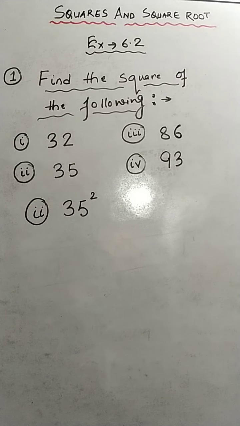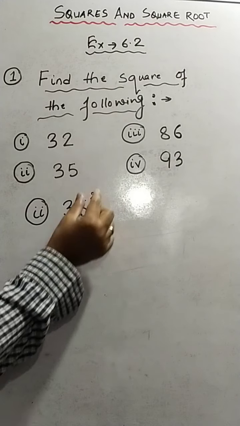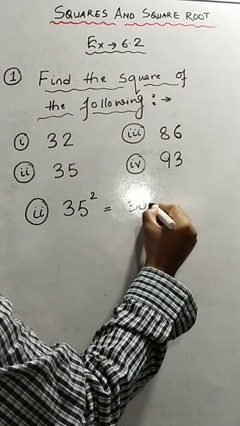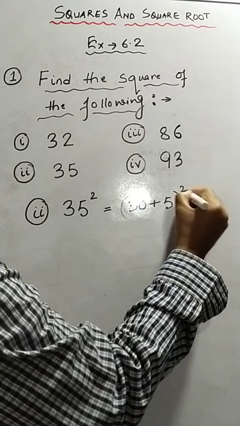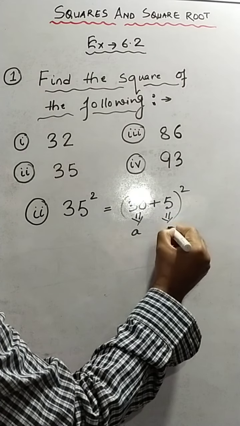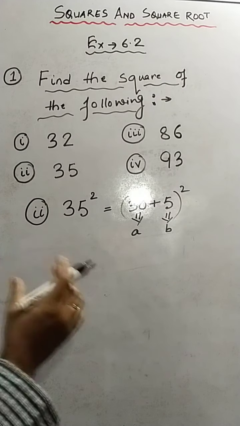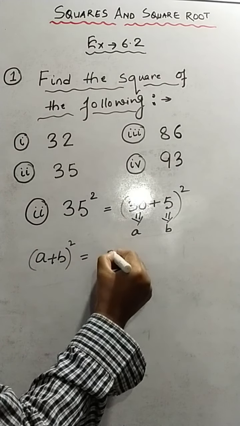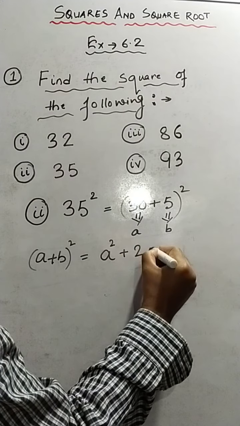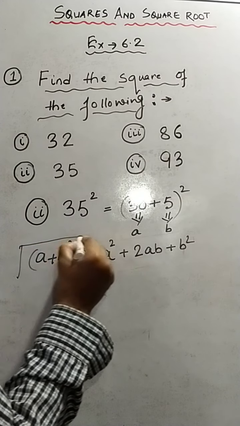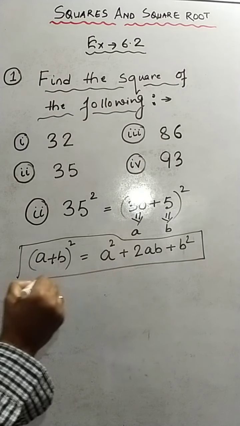In sum number 2, we have 35. Now we have to get the square of 35. Again, we'll break the number: 35 can be written as 30 plus 5 whole square. Now we'll consider 30 as a and 5 as b, and use the same identity: a plus b whole square equals a square plus 2ab plus b square.